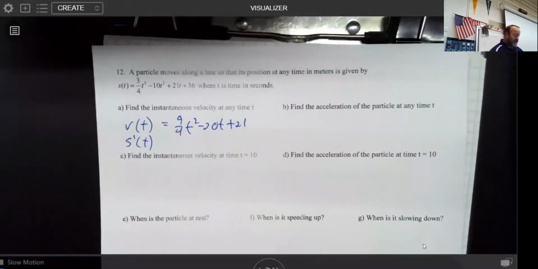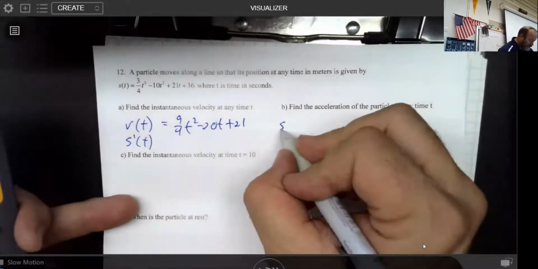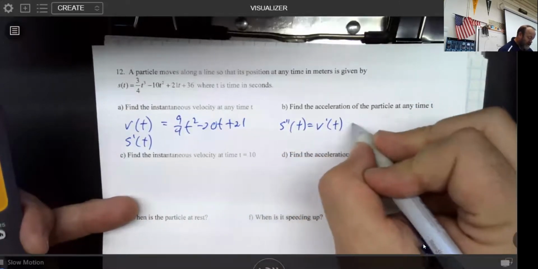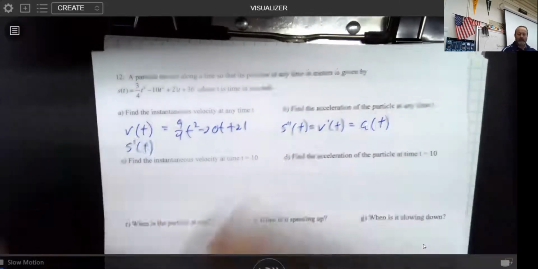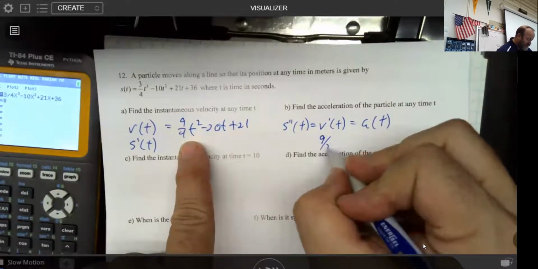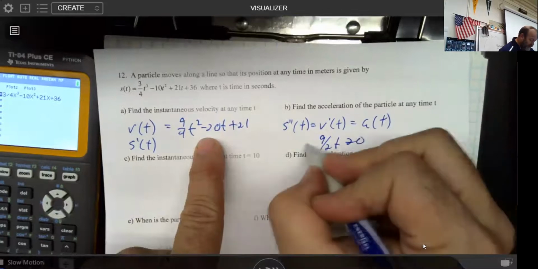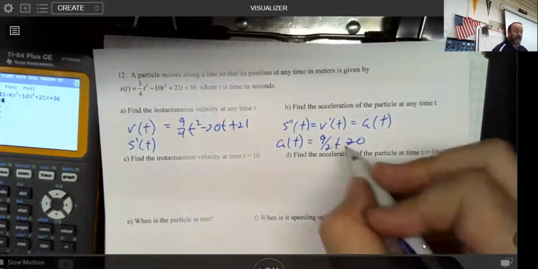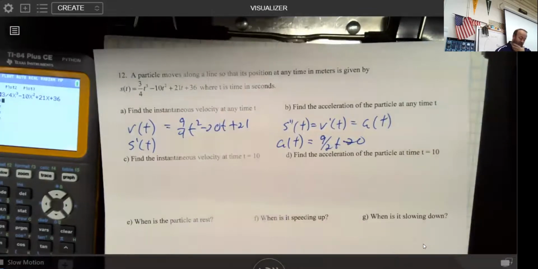Now, the acceleration, which would be s double prime of t, also known as v prime of t, also known as a of t, all of these things are synonymous. It takes a while to write all that down. It would be 9/2 t minus 20. All of these things would be a of t. Not a particularly complicated set of information.